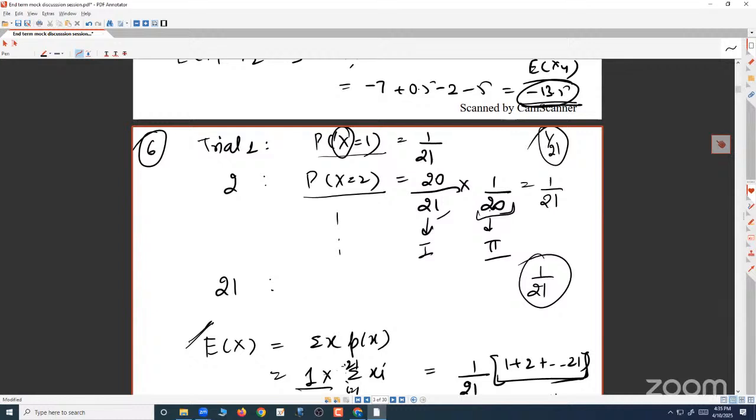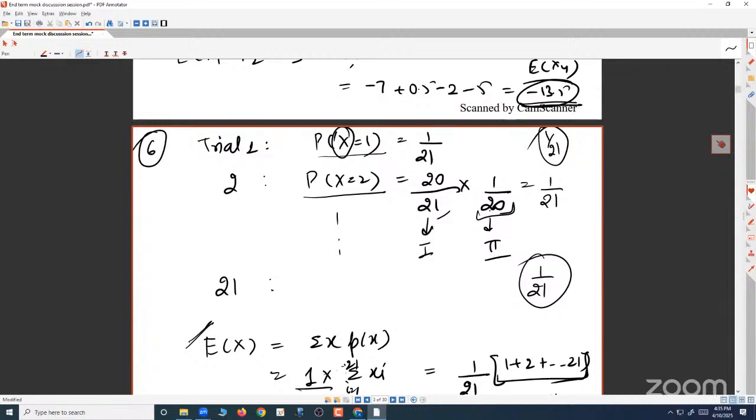Ma'am, 20 upon 21 means that I try 20 times. No, not that. The 21st key is the exact key. That's why we are writing 1 upon 20. 20 by 21 is not about you trying it 20 times. It's about the probability of not getting the correct key.